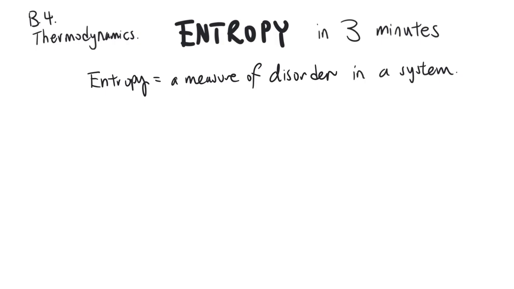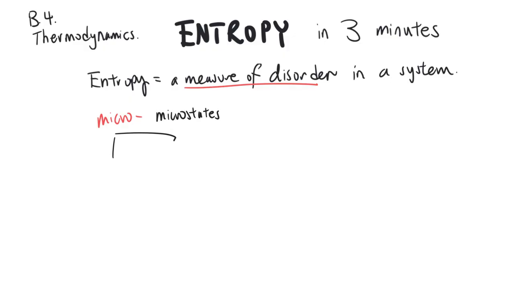We're going to cover entropy in this video. This is the second part of the thermodynamics series. Now, entropy is basically a measure of disorder in a system. There are two main interpretations of entropy. One is on a micro level, and we examine this through something called microstates.